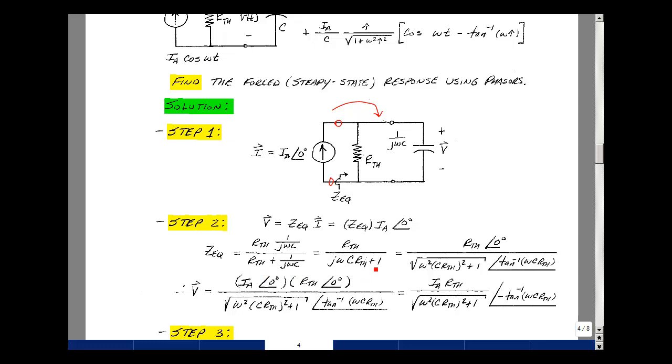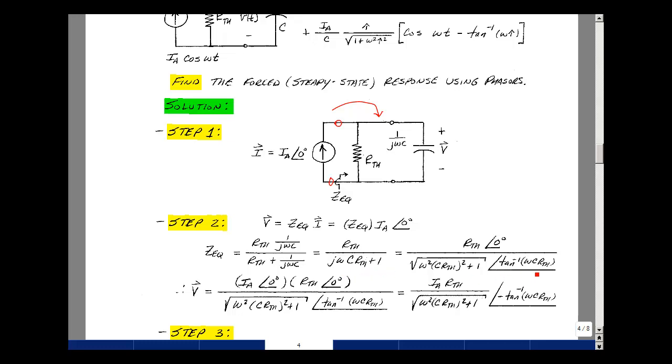and then plus 1. Because we're going to multiply, let's put this in polar form. The numerator is just a constant, so that would be the magnitude of R Thevenin at an angle of 0. The denominator, though, has got a real and imaginary part. Well, the magnitude is the square root of the sum of the squares. Square the imaginary part, going to give me omega squared, and then c and R Thevenin squared, plus 1 squared, and then square root. The angle is the arctangent of the imaginary part divided by the real part. The arctangent would be of omega c R Thevenin divided by 1.